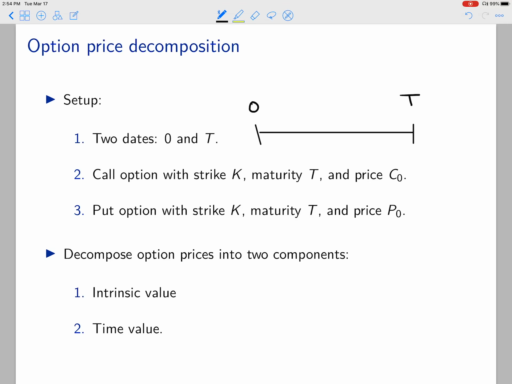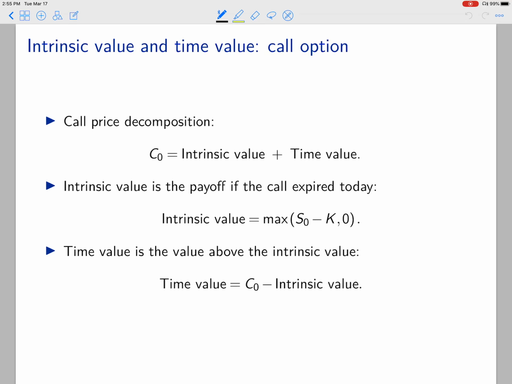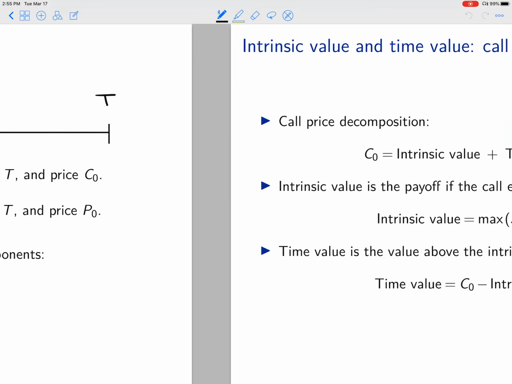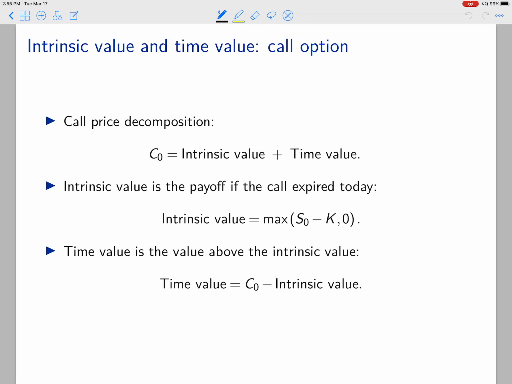The call option has a strike of K, a price or a premium of C0, and a maturity of date T. And the put option also has a strike of K, a price of P0, and a maturity of T as well. For simplicity, let's just assume that the underlying asset is a stock for both of these options. Our goal is to decompose the call and put prices into two components: intrinsic value and time value. So we're going to perform this decomposition separately for both calls and puts. So without loss of generality, we just start with the call.